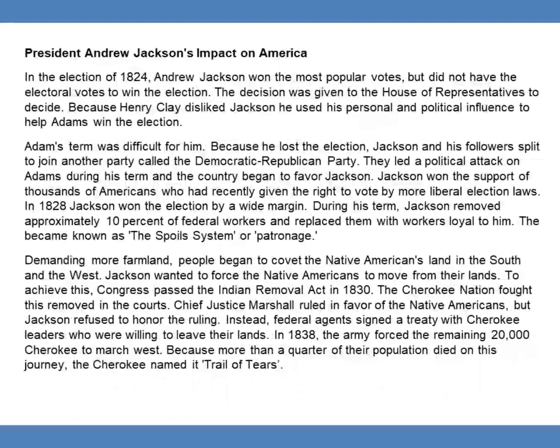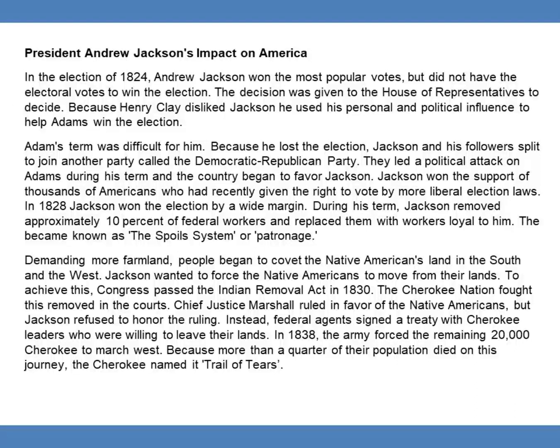In the election of 1824, Andrew Jackson won the most popular votes, but did not have the electoral votes to win the election. The decision was given to the House of Representatives to decide. Because Henry Clay disliked Jackson, he used his personal and political influence to help Adams win the election. Adams' term was difficult for him.